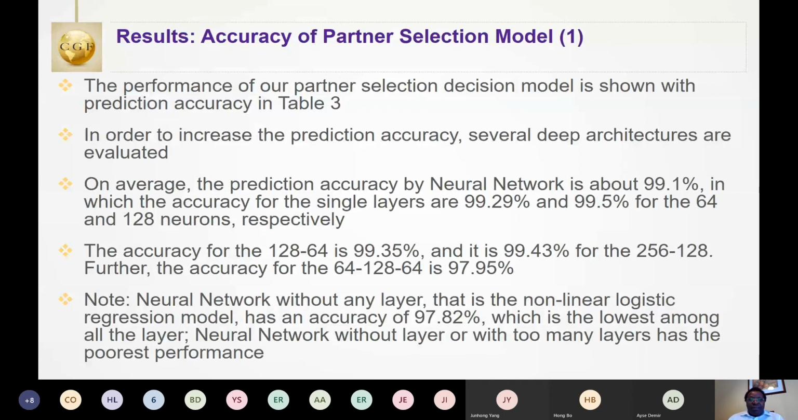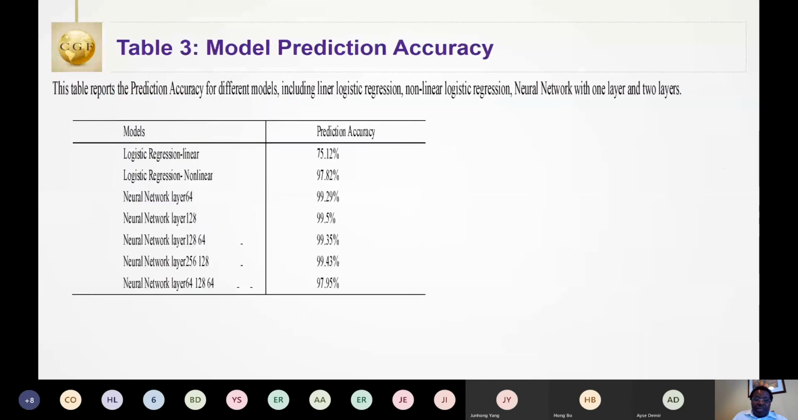The first is to explain the results of the accuracy of the partner selection model. We could have gone to this extent of using ML and neural network algorithms, only to find that the model cannot predict partner selection decisions. But the results we get are produced here in table 3. The model prediction accuracies are produced in table 3.